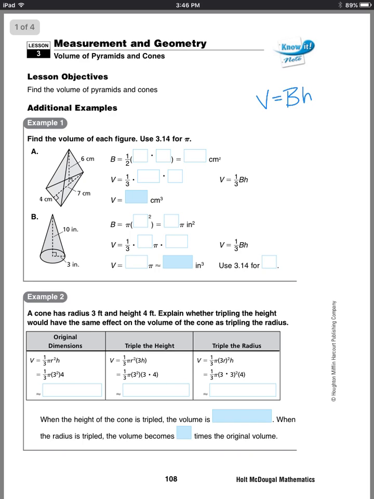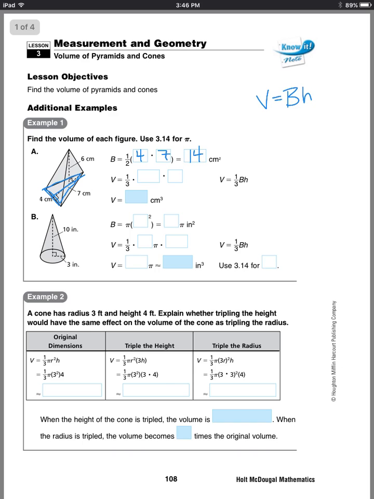So on our triangular pyramid, this is a triangular pyramid because it's got a triangle base, and you know that because all the sides are triangles. So we take 1/2, and the base is what would be sitting on the floor here. So it's 4 times 7. 4 times 7 is 28. Half of 28 is 14.